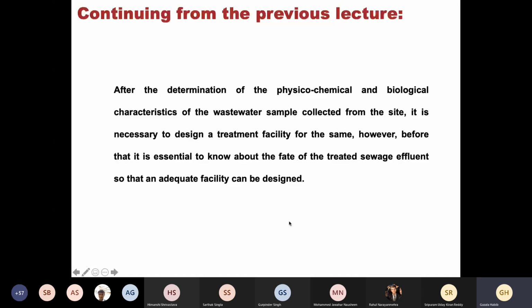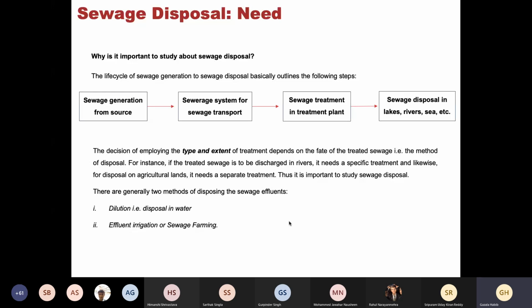After disposing of the sewage in a river, the DO, the dissolved oxygen, should not go down below a certain prescribed limit. That is why I will first teach you what will happen if we discharge the sewage in a water body, and how we can calculate the dissolved oxygen of the mixture of treated effluent and river water, and so on.